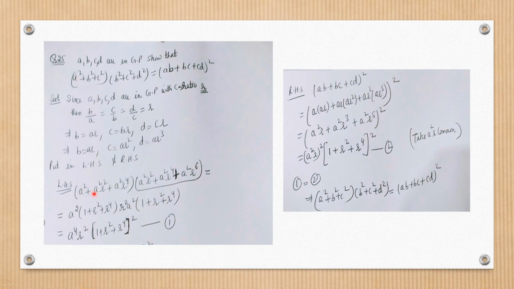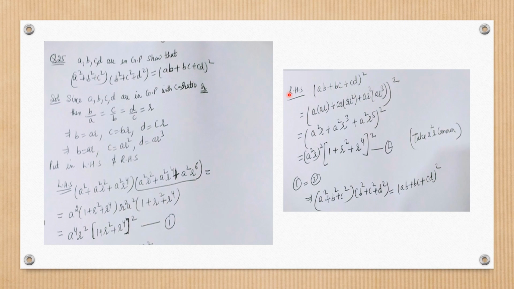A square is A square, this B square will be your A square R square, okay, A square R square, and C square is your A square R4. Similarly, replace B, C, D, the values here, and from here you can take A square common, it is 1 plus R square plus R4. From here A square R square is common, you will get 1 plus R square plus R4. So it becomes A4 R square and (1 plus R square plus R4) whole square. So this is your side number 1.